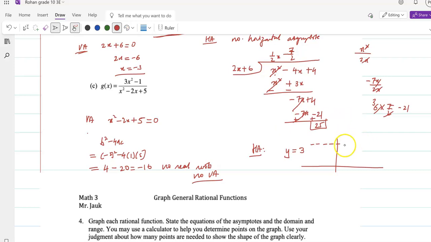So this is the function. So y is equal to 3 is the horizontal asymptote, and there's no vertical asymptote because it's minus. Now here your graph is going like this.